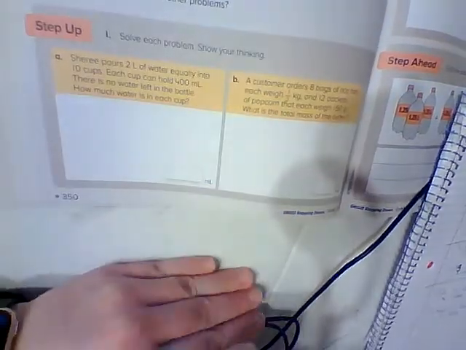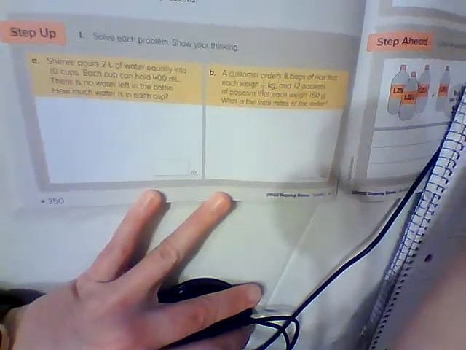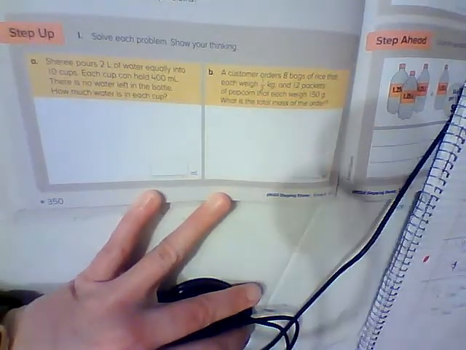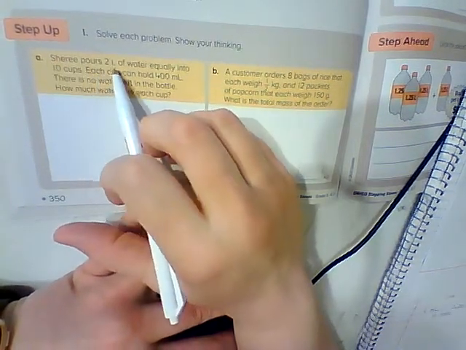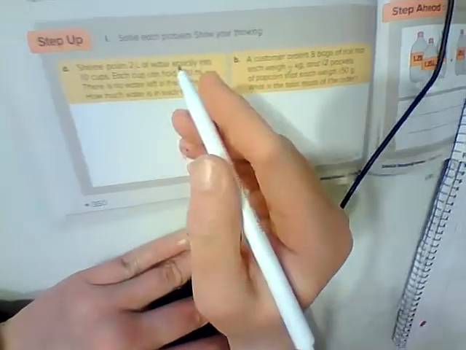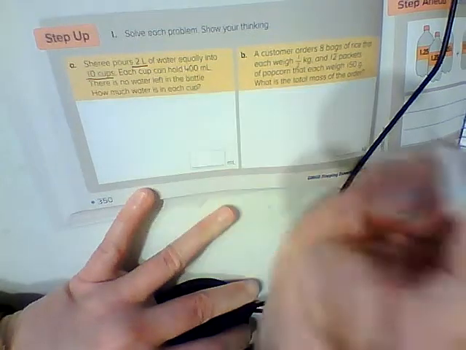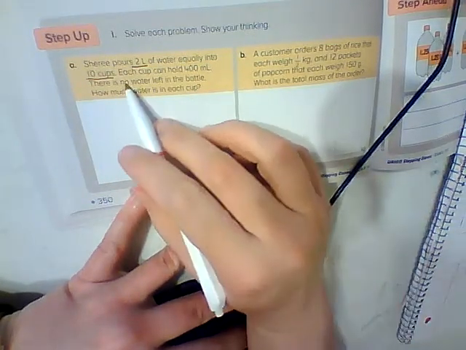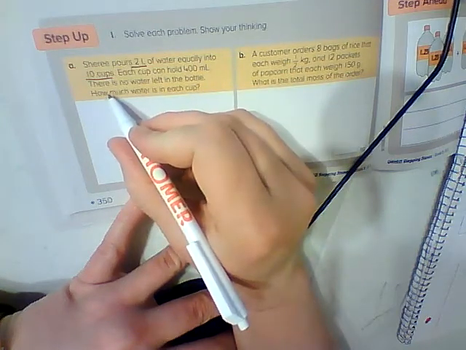So down here, in problem 1A, we're going to read the problem. Cherie pours 2 liters of water equally into 10 cups. So first of all, we have 2 liters of water, and we have 10 cups. Okay, each cup can hold 400 milliliters.